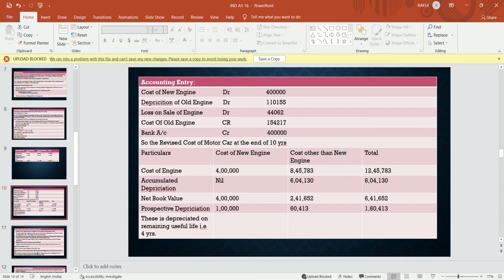So we will credit the old engine cost, that is 1,54,217, and we will debit with the depreciation on that for 10 years, and the differential will become the loss on the sale of engine. That is the accounting entry.